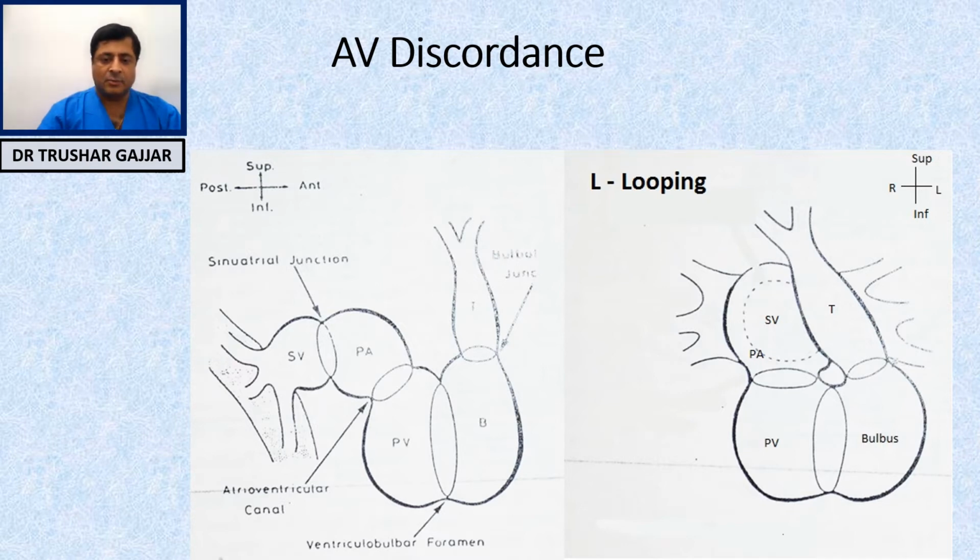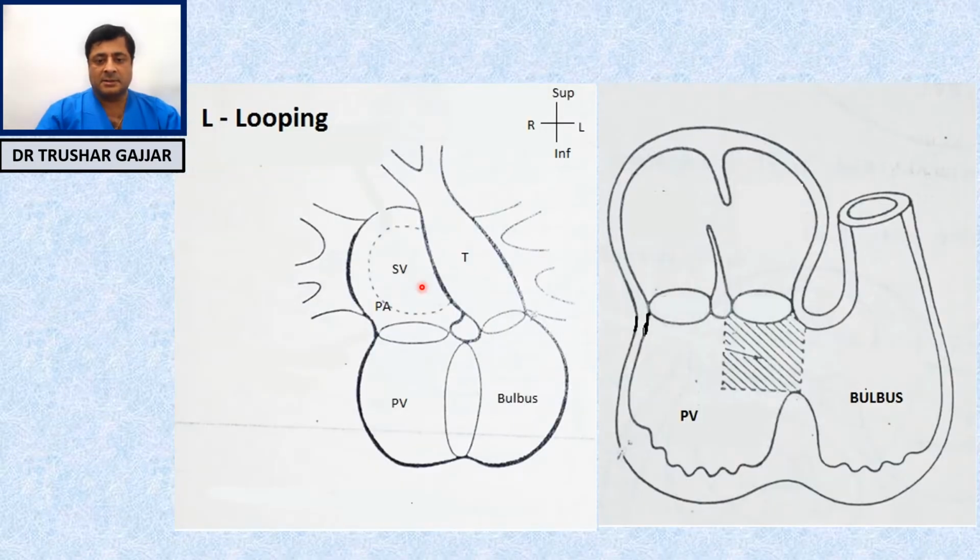We have seen the L looping, meaning instead of the bulbar component coming in front and to the right in D looping, it will come in front and go towards the left side. That is called L looping. If it develops in a normal way, it leads to the formation of dextrocardia. If it forms like this, the right atrium is on this side, the left atrium is on this side, and this sleeve moves towards this side, then it will form a mirror image, called dextrocardia.